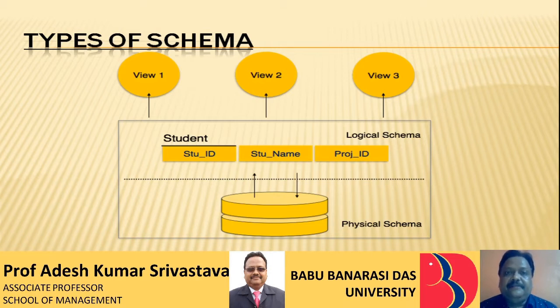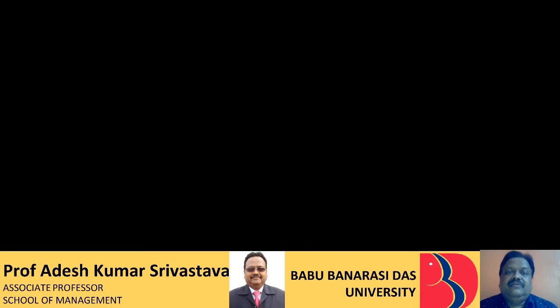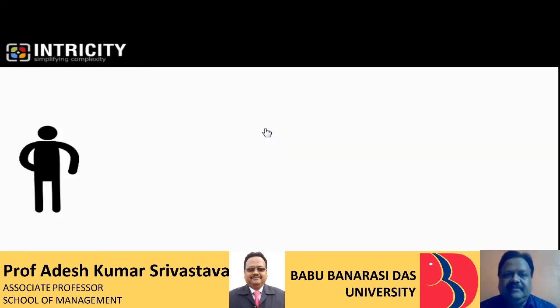In the logical schema, we see the student ID, student name, project ID. So these are the logical view that we are seeing here at the logical level, and the physical schema is the schema which is actually stored in our database, as we have learned so far. So this was the diagram of the three-tier architecture model. Now we will understand this concept with the help of graphics.